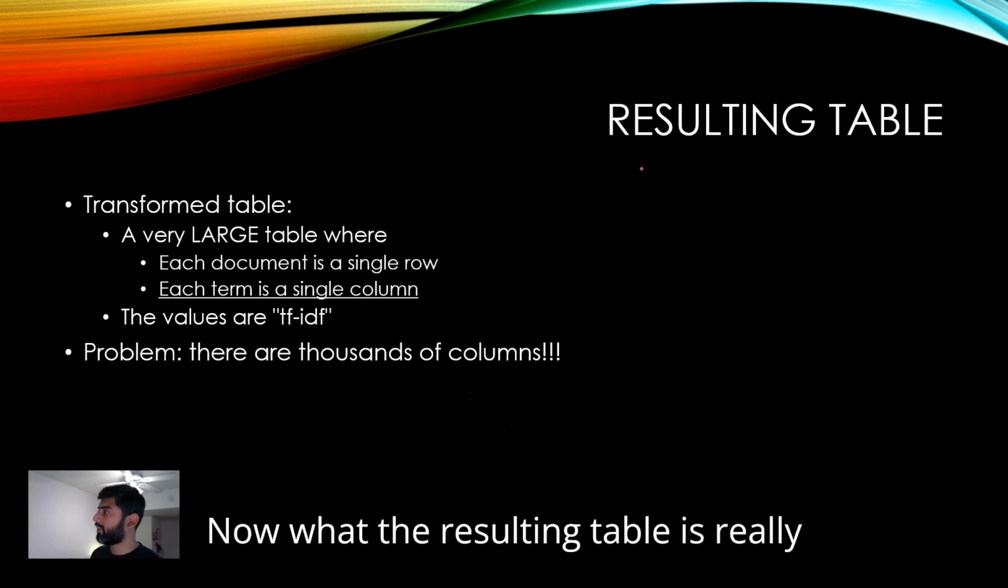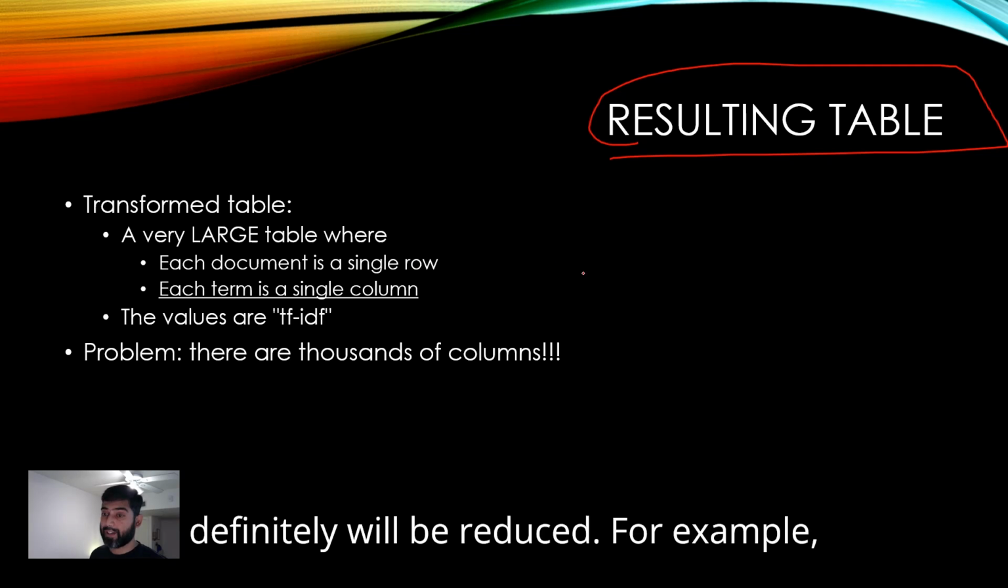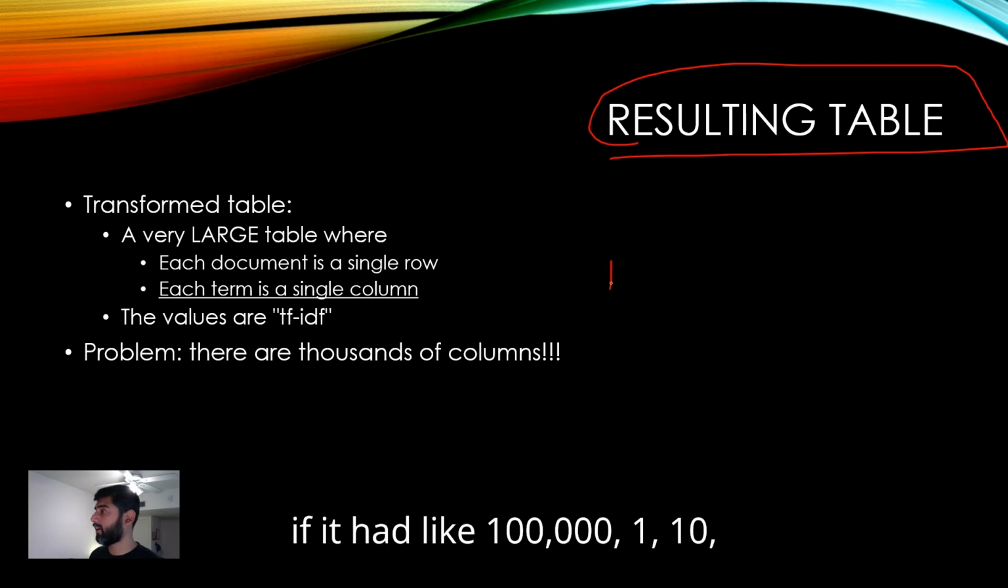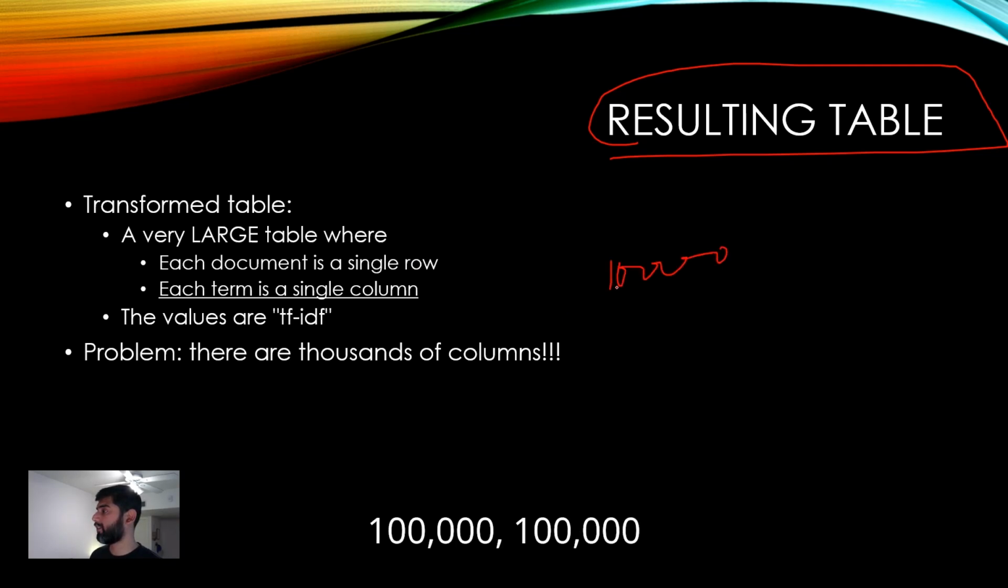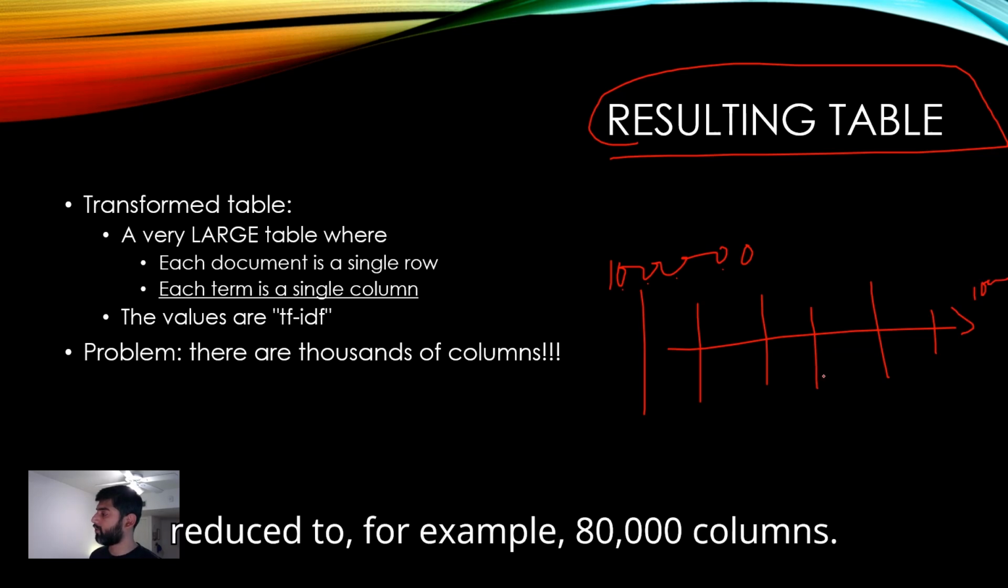Now, what will the resulting table look like? The resulting table will definitely be reduced. For example, if it had 100,000 columns, now it's going to be reduced to, for example, 80,000 columns.